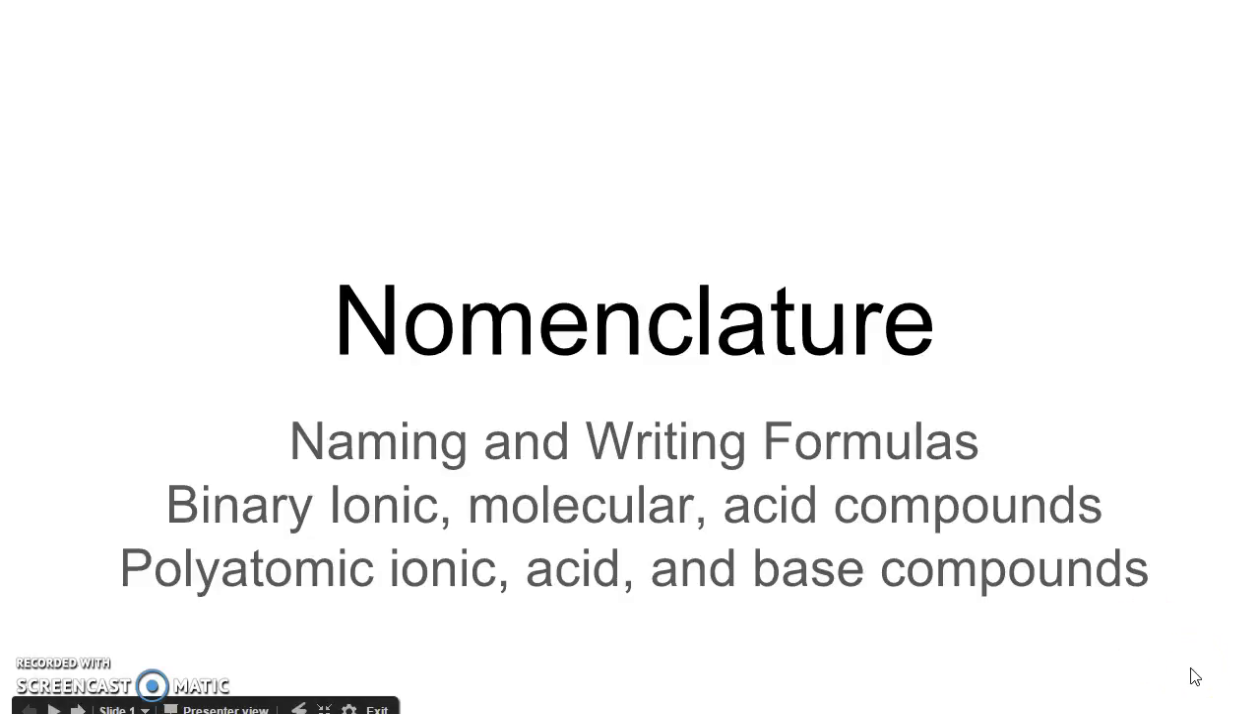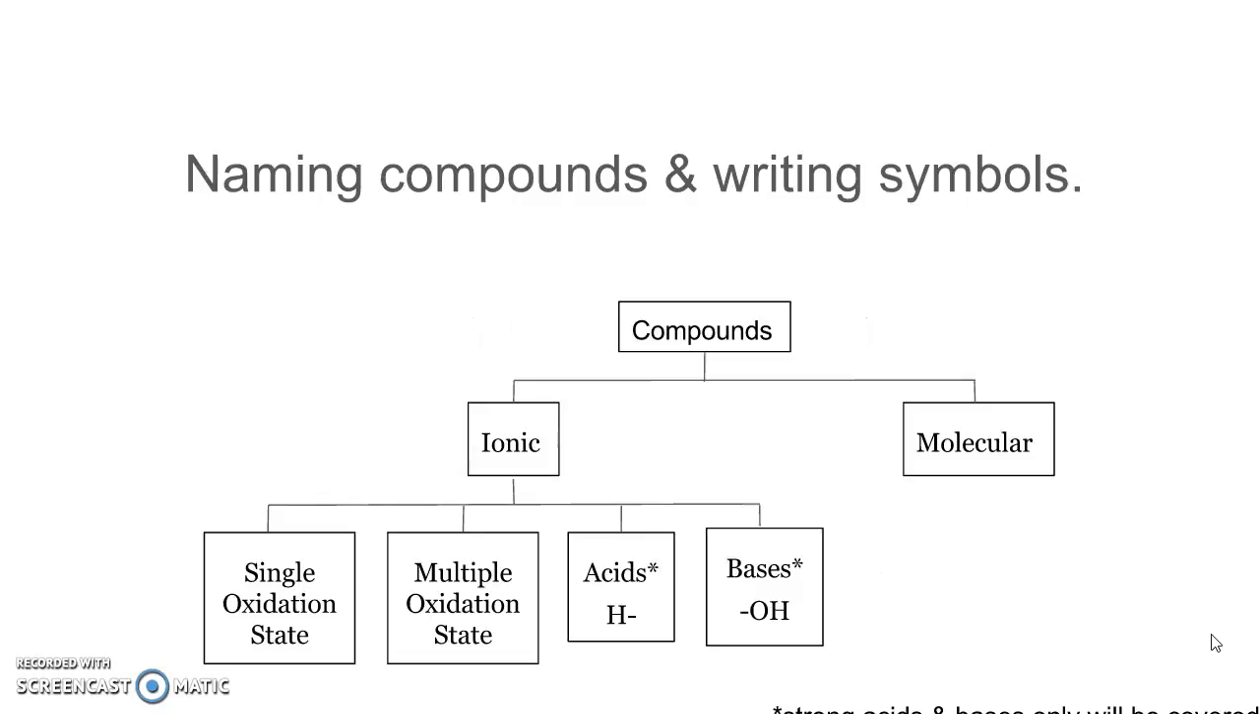So by the end of this unit, you're going to have a fairly good idea on how to name and write formulas for a whole bunch of different types of compounds. This is just a basic little summary chart for you. We're going to start off with just the basics of compounds, ionic versus molecular. We're going to deal with ionic compounds, which if you remember, are between a metal and a nonmetal.